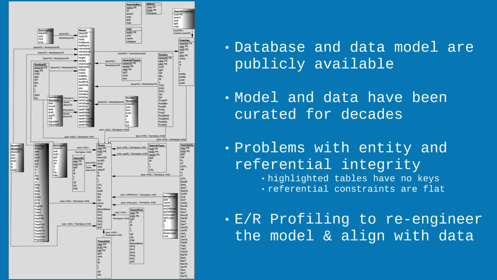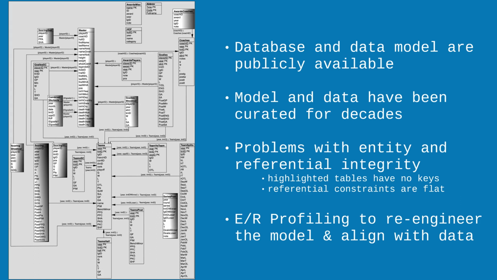This is a database and data model that have been publicly available for some time, and they both have been curated for decades as well. Nevertheless, there are fundamental problems with entity and referential integrity. Most of them unknown, but some of them are. In particular, 9 of the 22 tables have no primary key defined on them. And the referential constraints are quite flat, so there are no chains of foreign keys, which also illustrates opportunities to improve the model itself.